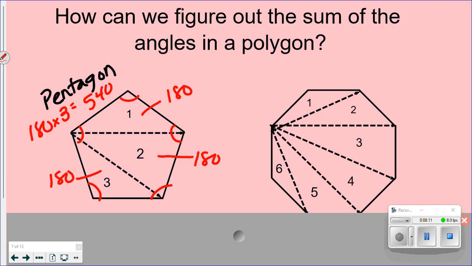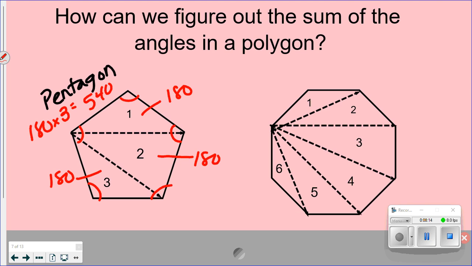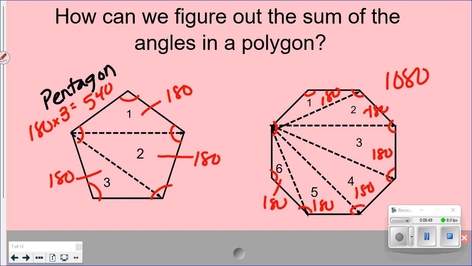Okay, so here's another polygon. I think there are 8 sides here. Notice I split this whole thing into triangles. How many triangles was this split into? If you can tell, it was split into 6. I even have a number for you. This is 180, this is 180, this is 180, this is 180, this is 180, this is 180. So if I multiply 180 times 6, it gives me 1080. If I add all these degrees together, it's going to equal 1080.